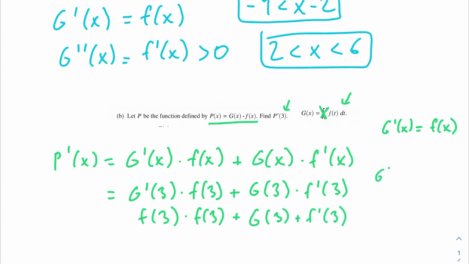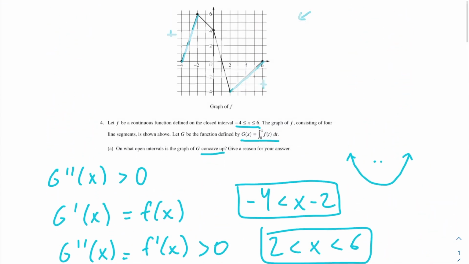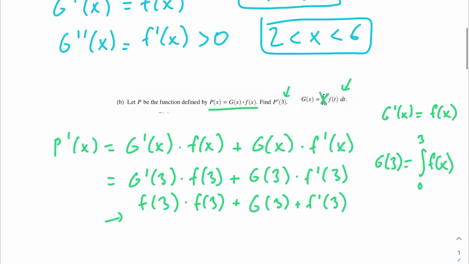So g of 3, remember this is going to be the integral from 0 to 3 of f of x. This is basically just going to be the area under the curve of f from 0 to 3. And then our f prime of 3 is just going to be the slope at that point. So let's go ahead and figure out f of 3 first. That should be pretty simple. We can just go back up to our graph, and we find 3 on our axis, and then we see where that correlates to in terms of y, and it looks like it's going to be -3. So we would say -3 times -3.